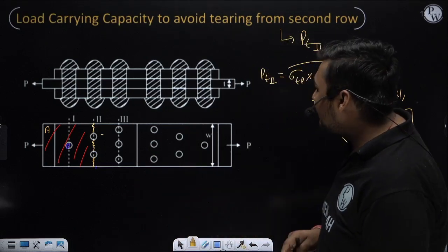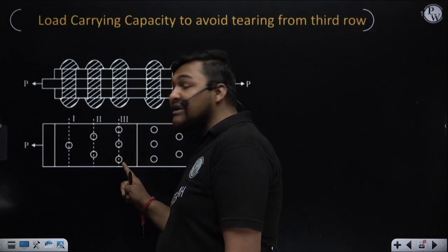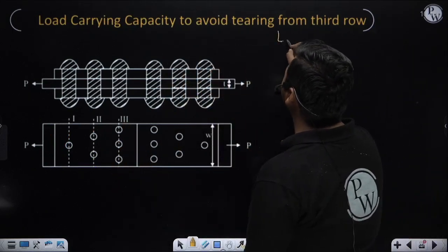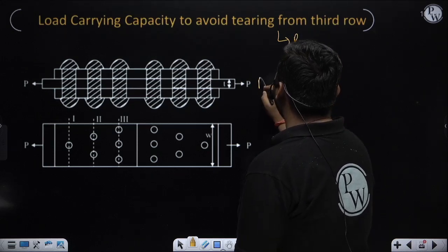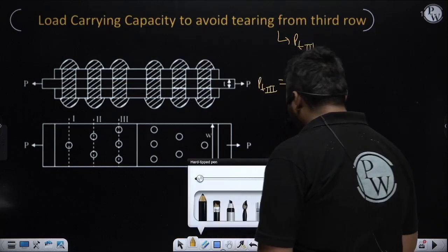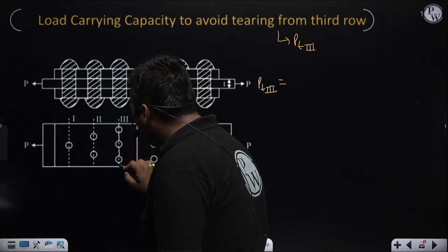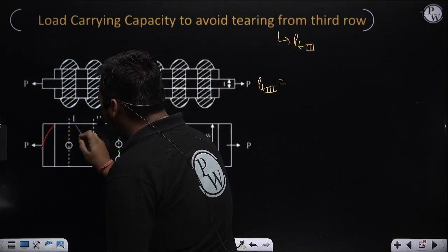Okay. Similarly, if you focus on the third row, in the third row also you can see number of rivets is increasing. So we will also calculate load capacity to avoid tearing from the third row, that is PT3. Method will be same. How to calculate PT3? So first we need to avoid tearing from the third row, that is from this plane. Along with that, it will show this side of plate A.